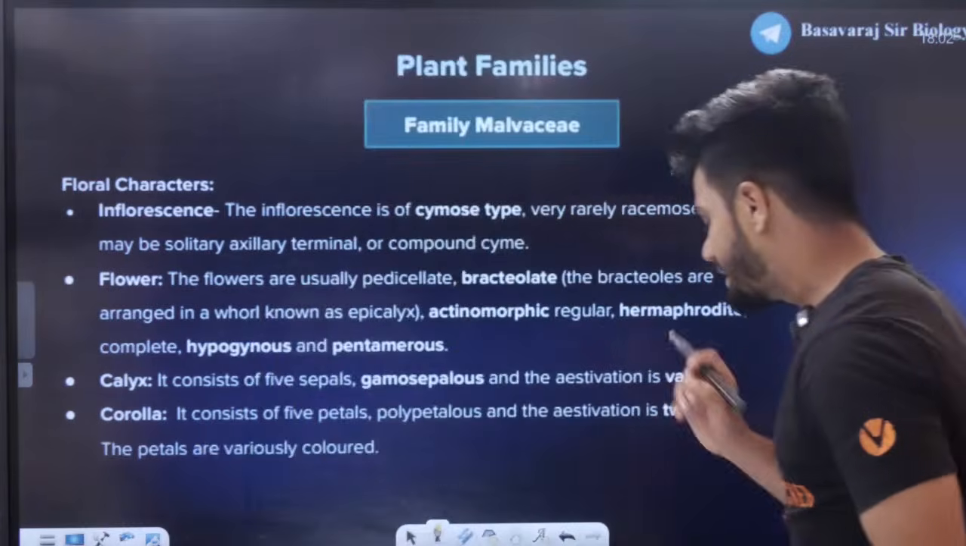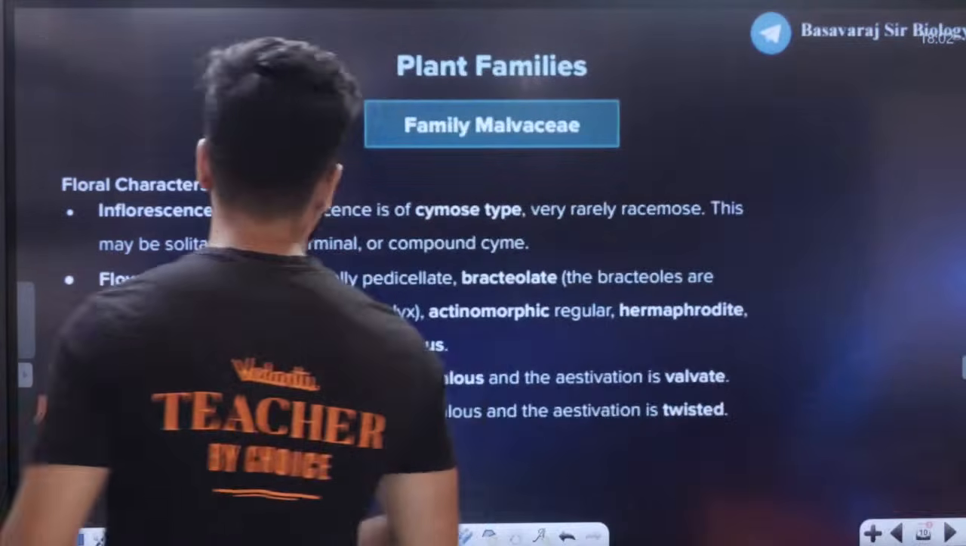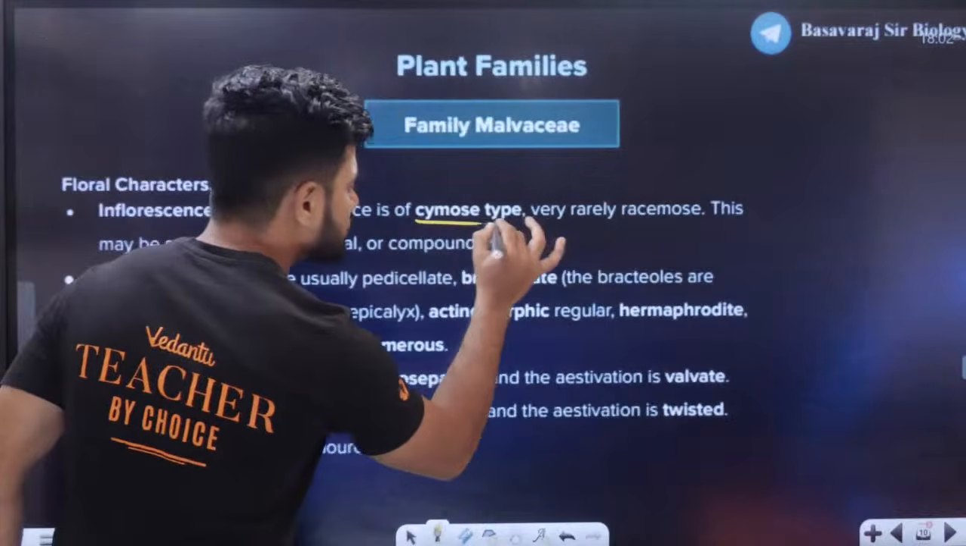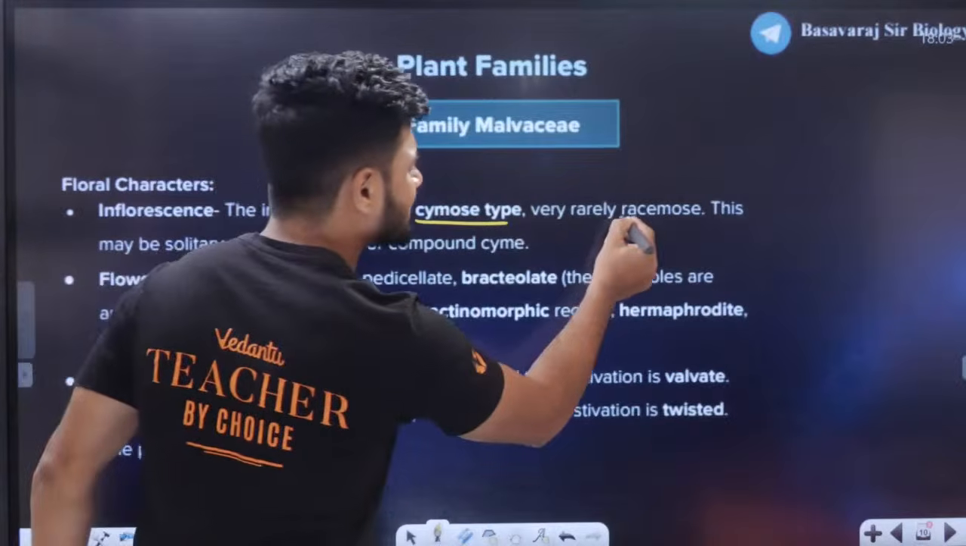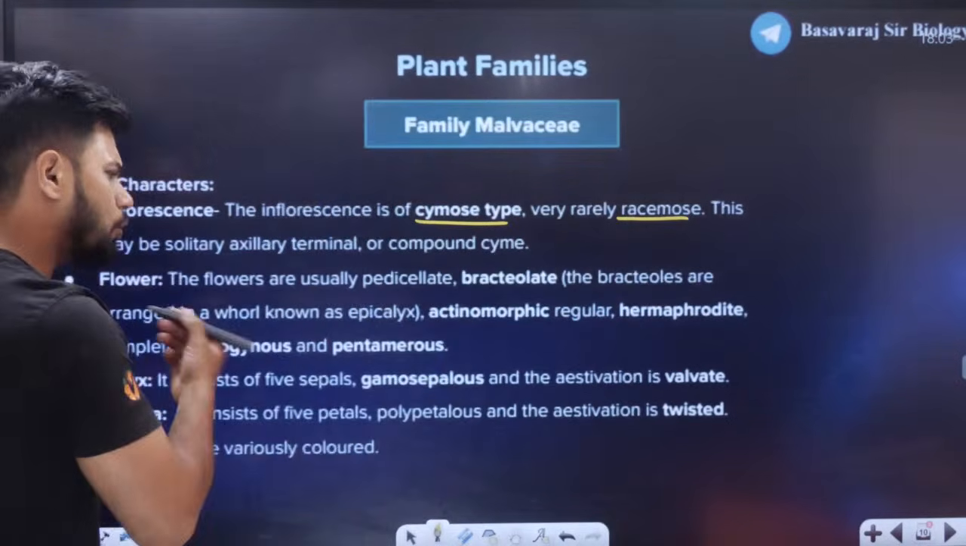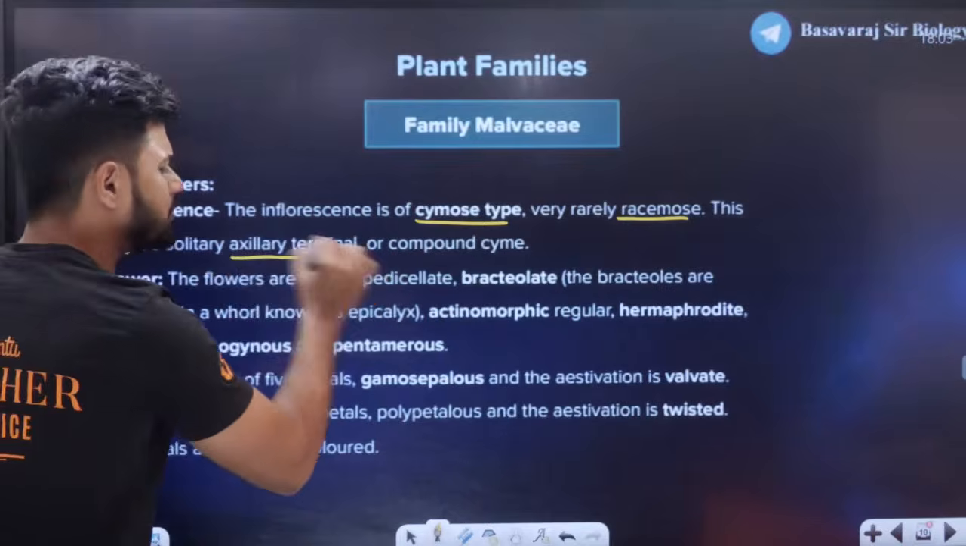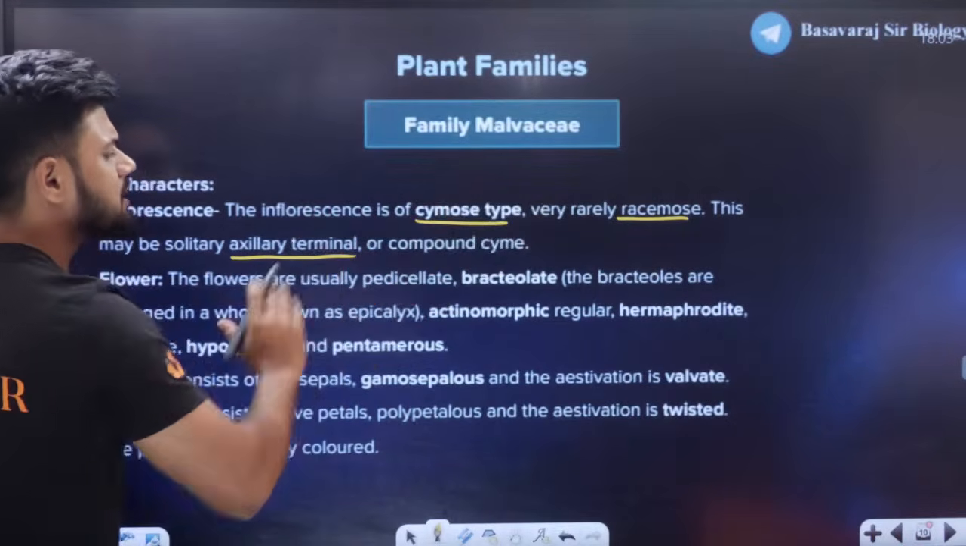Okay. The next thing which you need to remember here is the flower. That is, the flower is cymose type, very rarely racemose type, but also axillary, terminal. Then which is correct here? Students, which is correct?